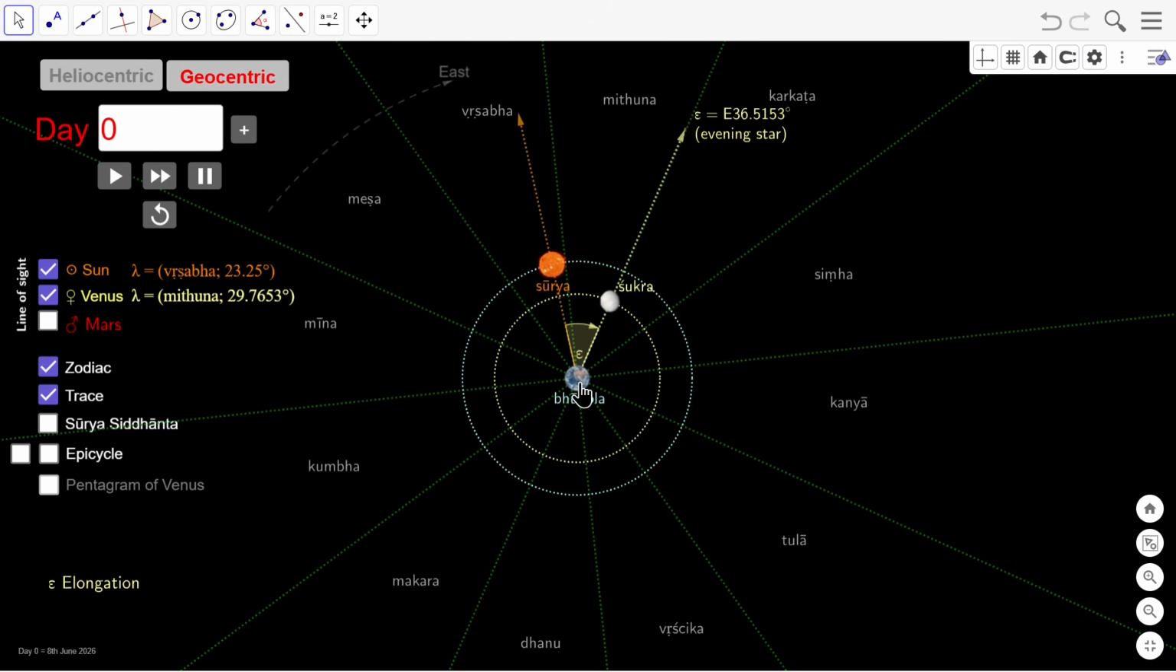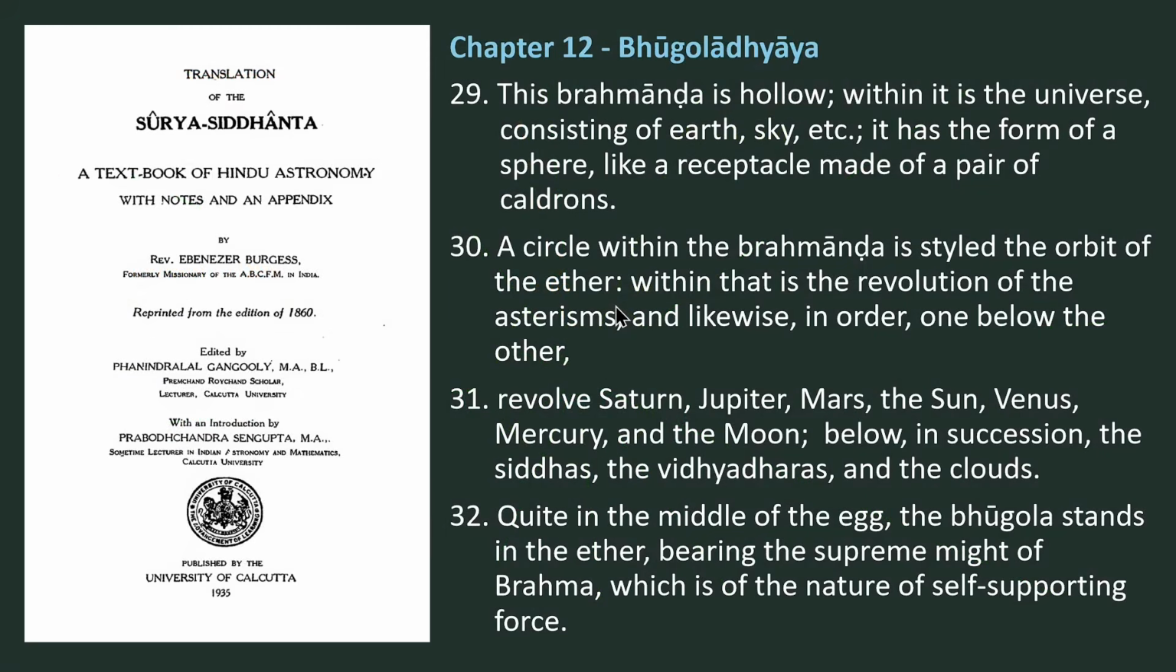Number one, the Earth is in the center of Brahmāṇda, and number two, Shukra and all the grahas are orbiting Bhugola. Now, in case you have a doubt whether this is indeed what is said in the Surya Siddhanta, I will actually take you and show you the relevant shlokas, English translation of the Surya Siddhanta.